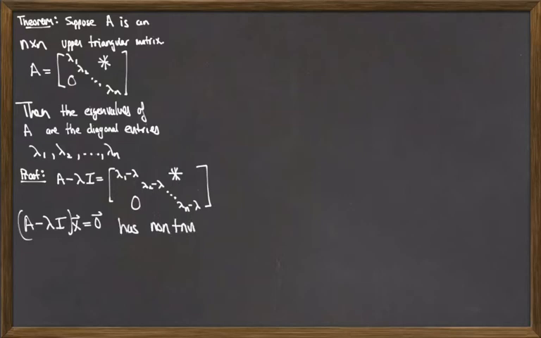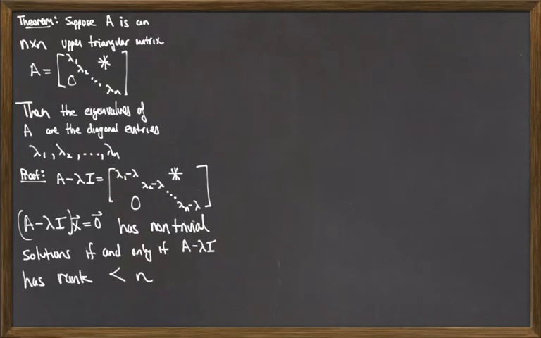So this equation has non-trivial solutions if and only if you have at least one column that doesn't have a pivot in there, if and only if A minus lambda I has rank less than n. Remember, the rank is essentially the number of pivots in the matrix, and if there is a missing pivot in one of these columns, then you'll have a free variable in the solution set to this homogeneous equation, and therefore infinitely many solutions, non-trivial ones. Those will be eigenvectors.